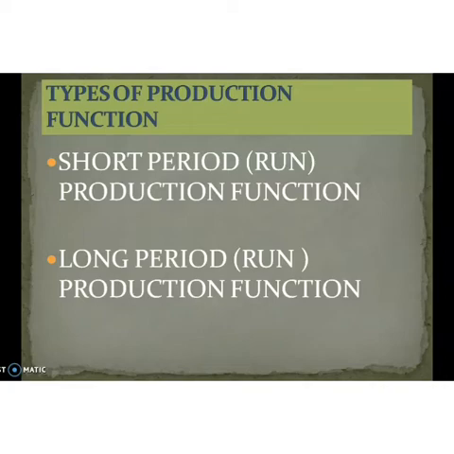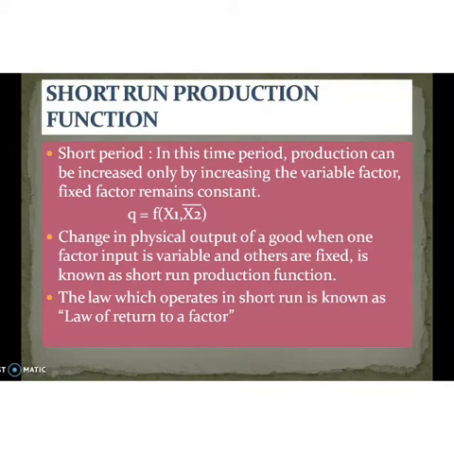So first one, short run production function. What do you mean by short run production function? As we discussed earlier, in the short period, production can be increased only by increasing the variable factor, while the fixed factor remains constant. This is the situation in the short period. The producer can change only the variable factor, and the other factor is fixed. So Q is a function of x1, x2. Here x1 is the variable factor and x2 is the fixed factor.